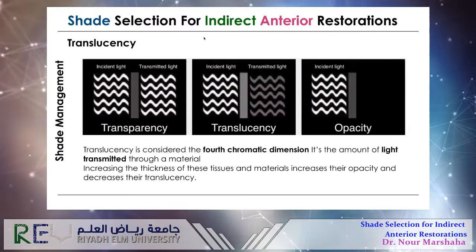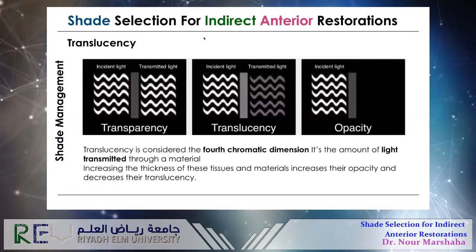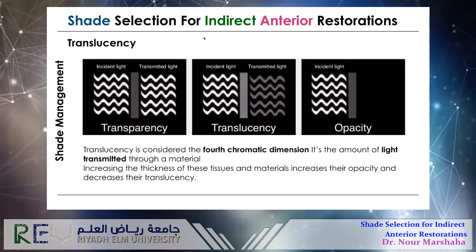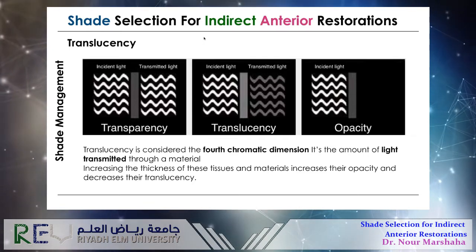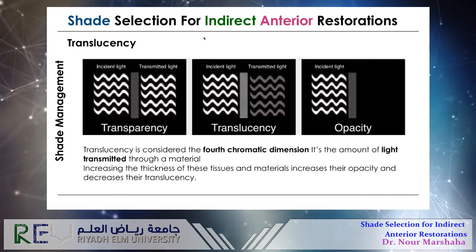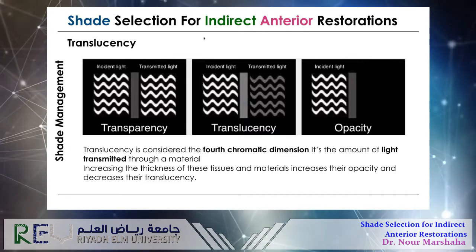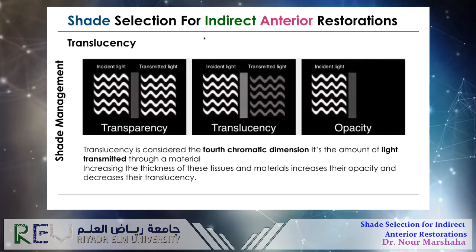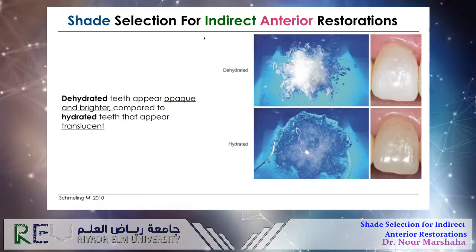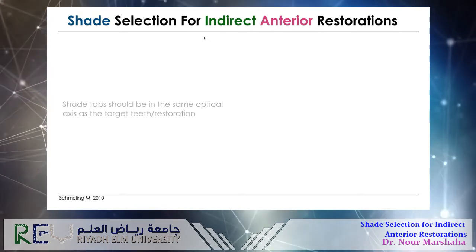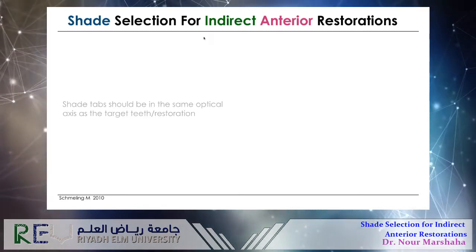Translucency is considered the photochromatic dimension, so the amount of light transmitted through the material. We can see the transparency, how the light is transmitted. Totally, the translucency is how the light is transmitted by gray color and incident light; when it doesn't pass through because of the material thickness, that means opacity.